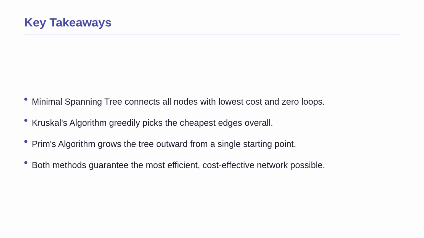To summarize our lesson, the minimal spanning tree problem asks us to connect a set of points using the least amount of total weight without creating any closed loops. We explored 2 powerful ways to solve this. Kruskal's algorithm takes a global approach, greedily picking the cheapest edges overall. Prim's algorithm takes a local approach, growing the tree outward from a single starting point. Both methods are mathematically proven to guarantee the most efficient, cost-effective network possible. You now have the tools to solve complex network problems efficiently.